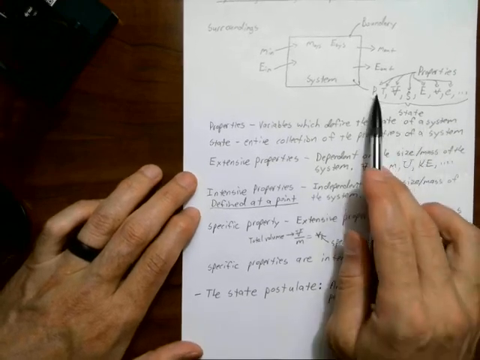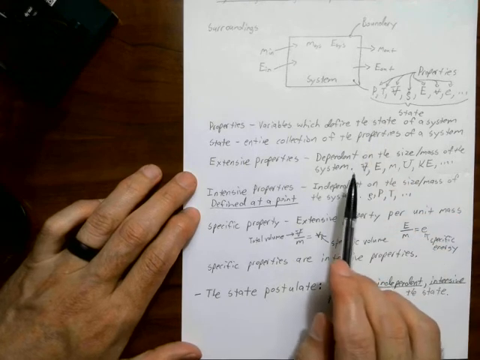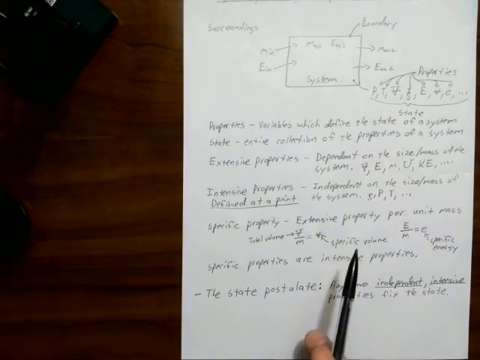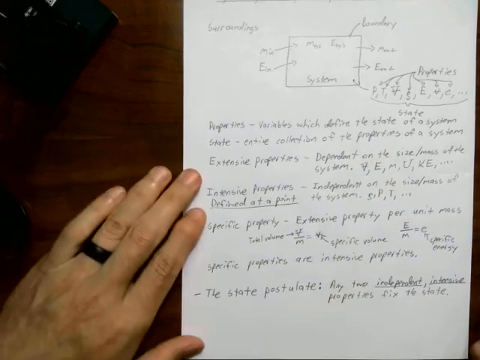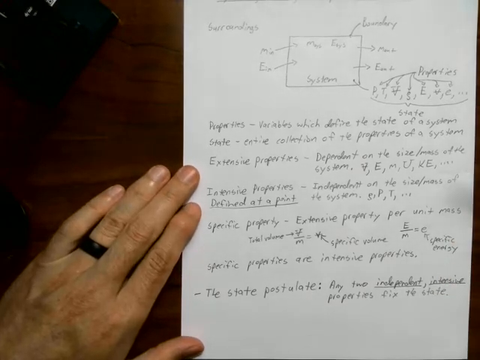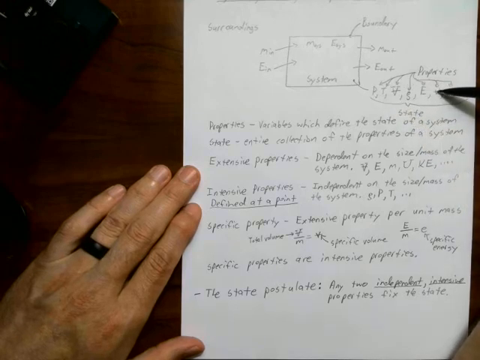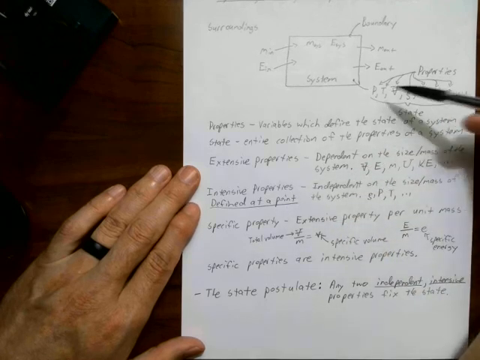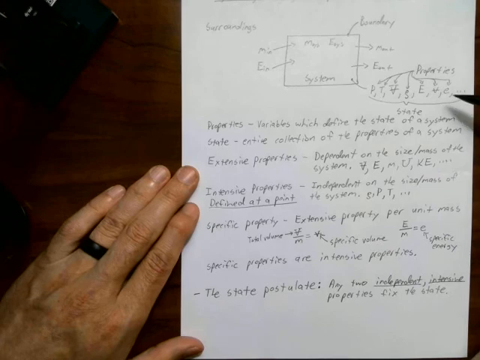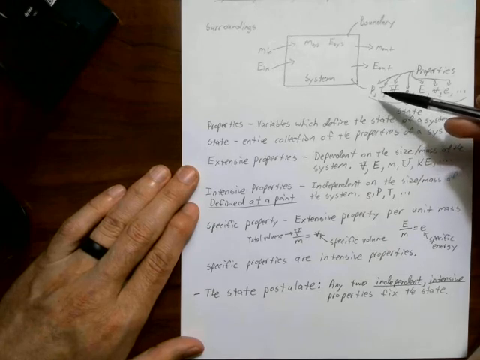But there will be some cases where the pressure and temperature are not independent, and we're going to get into some detail here later. What the state postulate is saying is that if I have two intensive properties, say pressure and the specific volume, they can be defined at a point. If I give you those two, you necessarily know all of the other intensive properties.